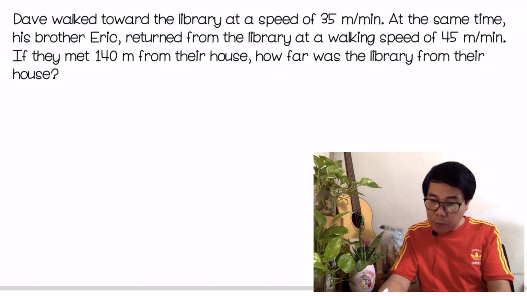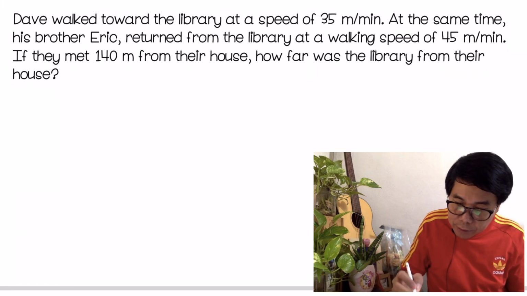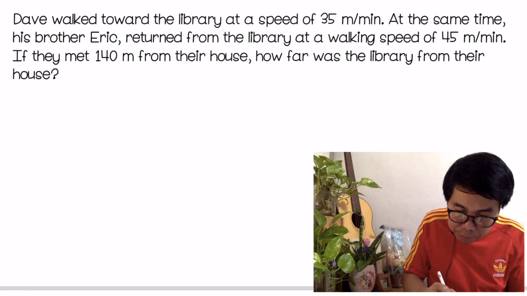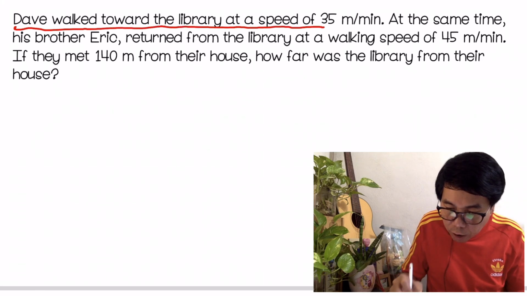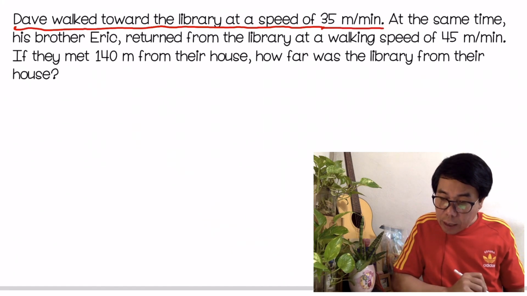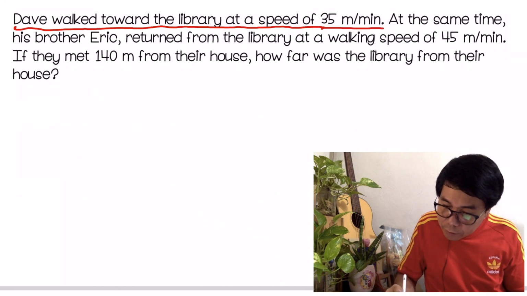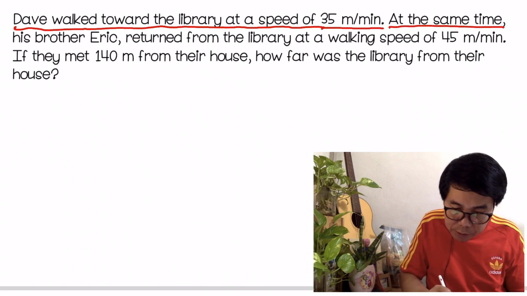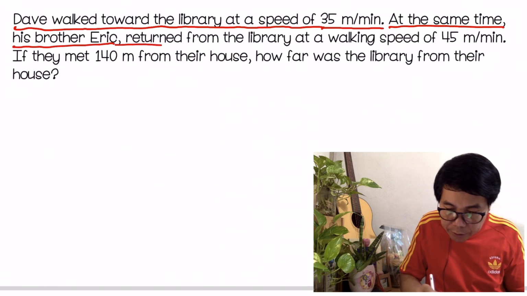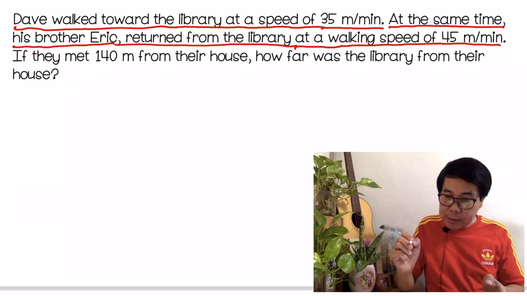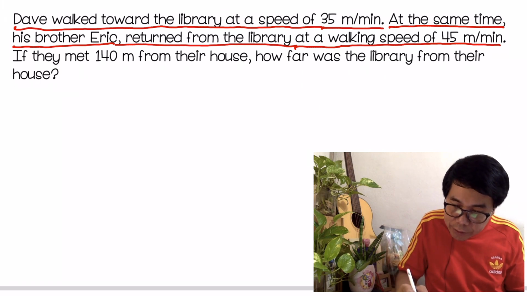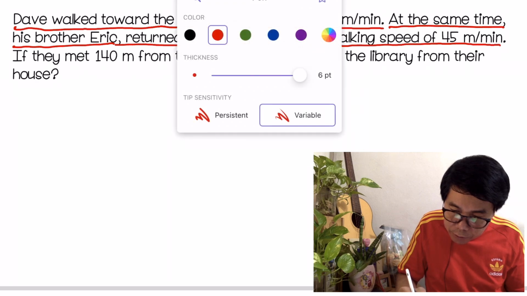Okay, from their house. So let us analyze the problem. They walked towards the library at a speed of 35 meters per minute. Now, at the same time, his brother Eric returned from the library at a walking speed of 45 meters per minute. So in that case, let us draw the model.